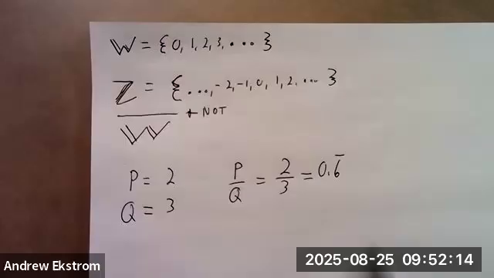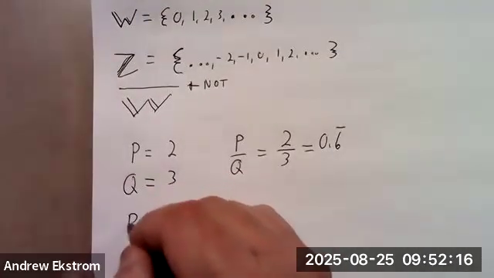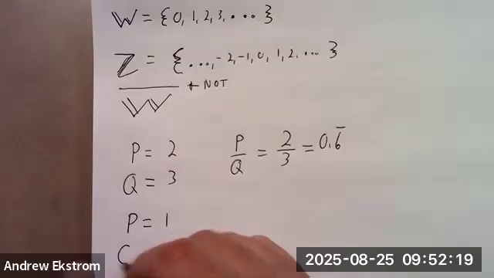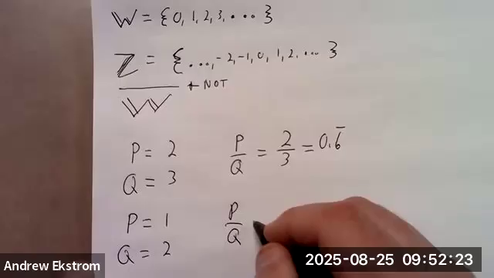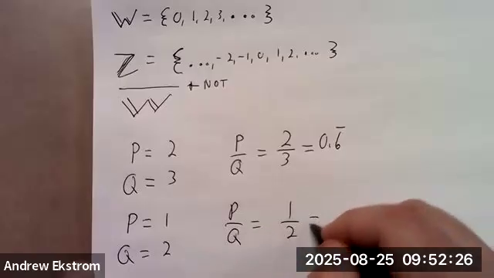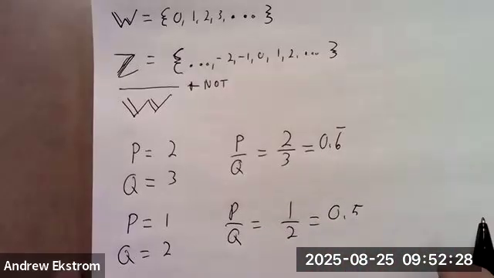If I give you P equals 1 and Q equals 2, P divided by Q is going to be 1 divided by 2, which is 0.5. Because it stops after 1 decimal place, that's one of these terminating things that we have. Terminating just means that eventually it ends. Up here, repeating.